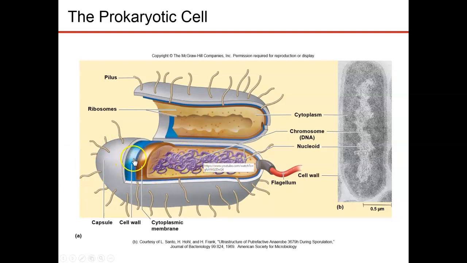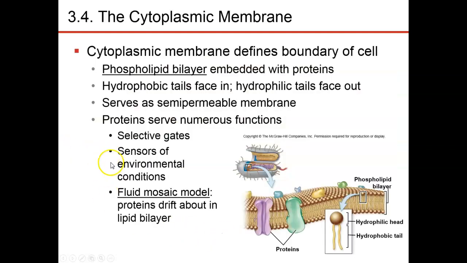If we go internal to the plasma membrane, we get the cytoplasm where we have the nucleoid and we have these little tiny structures known as ribosomes floating in the cytoplasm. Outside of the cell, prokaryotes can have these structures known as fimbriae or pili, and some have the flagella. So let's look at the plasma membrane. That's the first structure we like to look at.